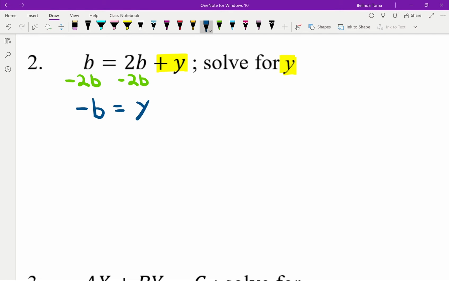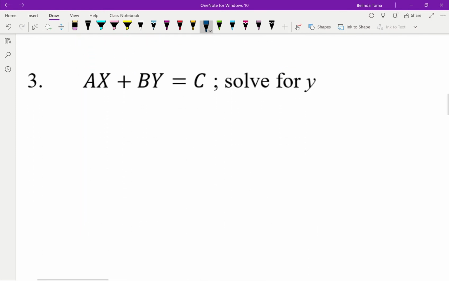Now, that's all we need to do in this one, and because we don't have a variable in the denominator, there are no restrictions. You could certainly leave it this way. I tend to put the variable that I'm solving for on the left, so I would probably write it that way. All right, so we're going to start getting a little bit more complicated.